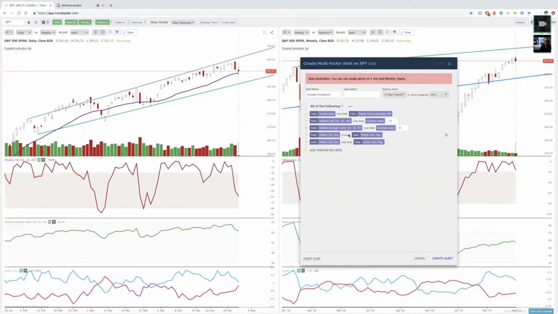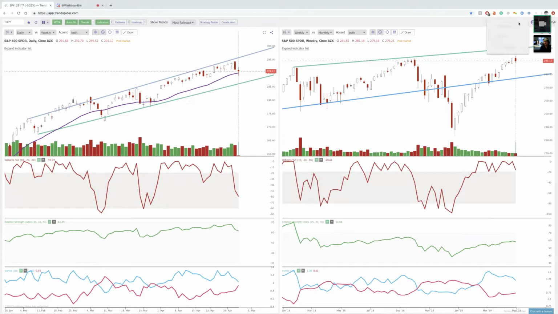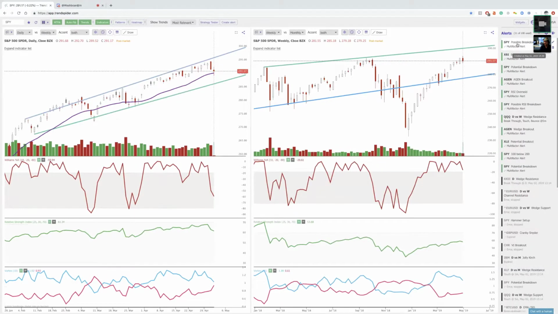And so then I have all of these criteria for the system to watch for me, and I'll just create the alert. Then I can track this alert and all of the price action and all of the different criteria within this area right here. You can see we've got this XBI multi-factor alert, and you can see the different criteria. Some of these have not become true, and some of them have. So you can see how far along your multi-factor alert is in the process of triggering an alert. That is how you can do that.